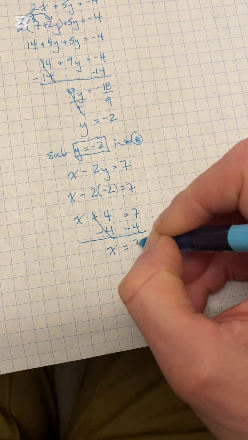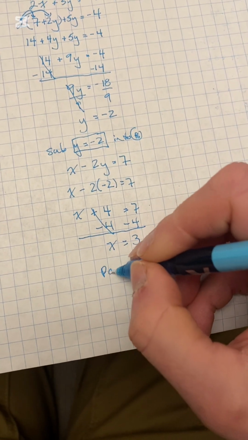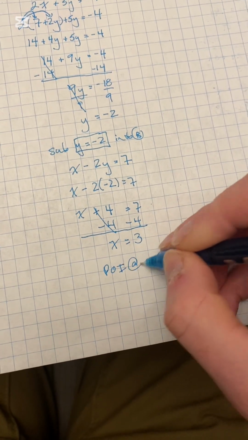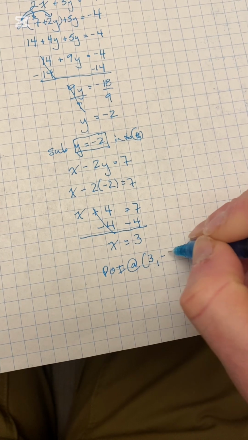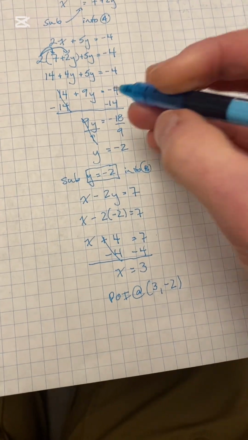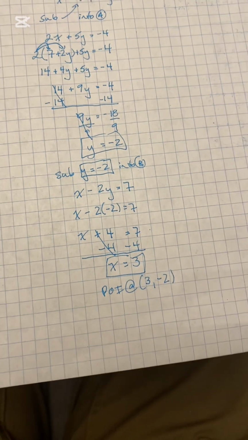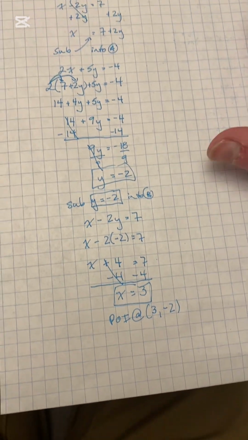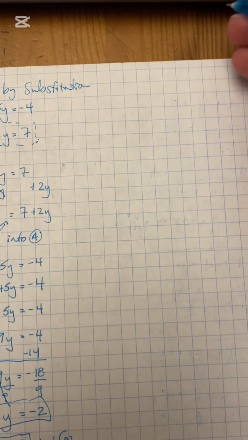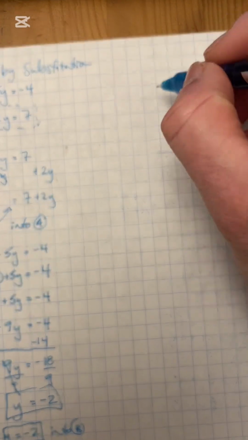7 minus 4 is 3. My POI, my point of intersection, is at (3, -2). And we got that because we knew y equals negative 2 and x equals 3. Awesome. So if you look in your sheet, I then said now multiply the second equation by 2.